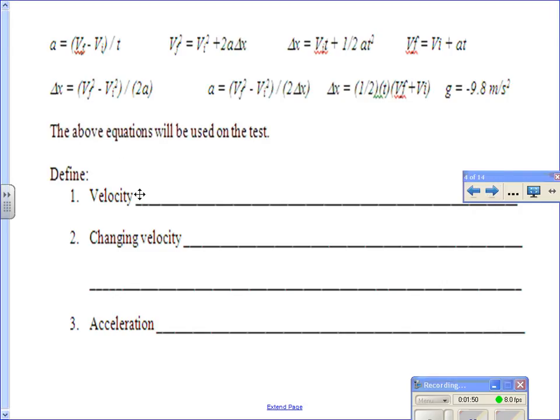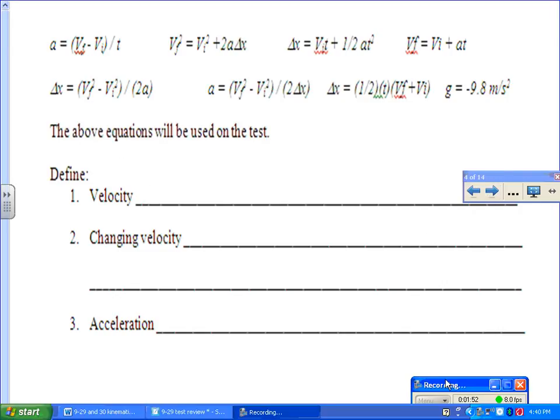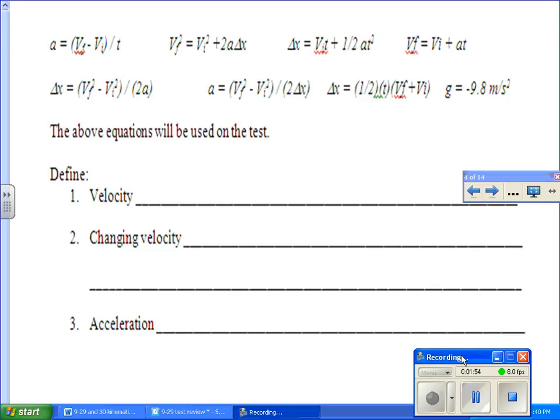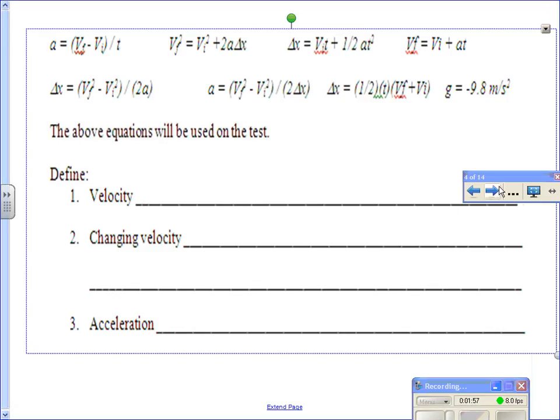Okay, so these are found on one of our worksheets. Okay, let's see how many interruptions we get today.